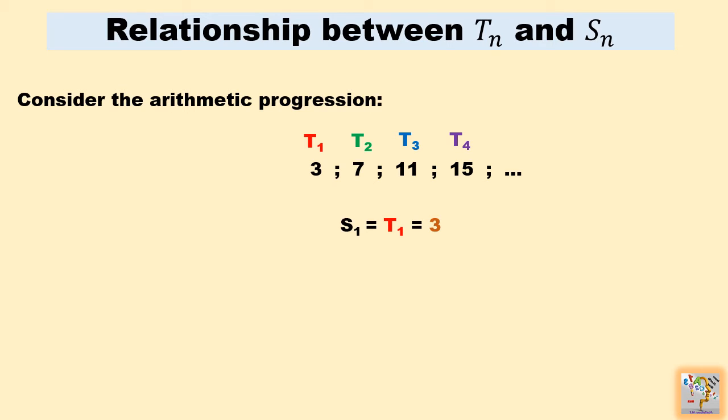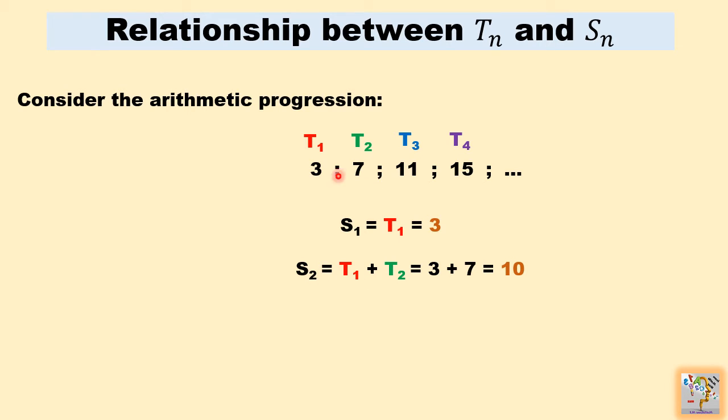So we can confidently say the sum of one term, S1, is equal to term number 1, which is equal to 3 in this case. But now let's check if we were having S2. If you look at S2, the 2 here tells us the number of terms that are there in the sequence.